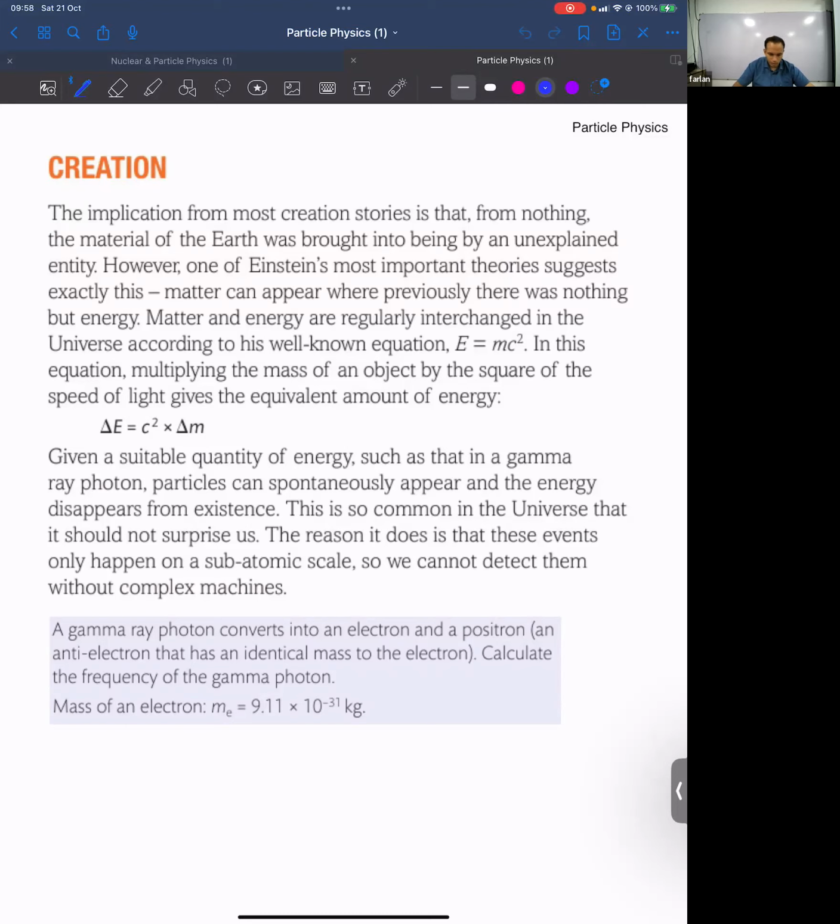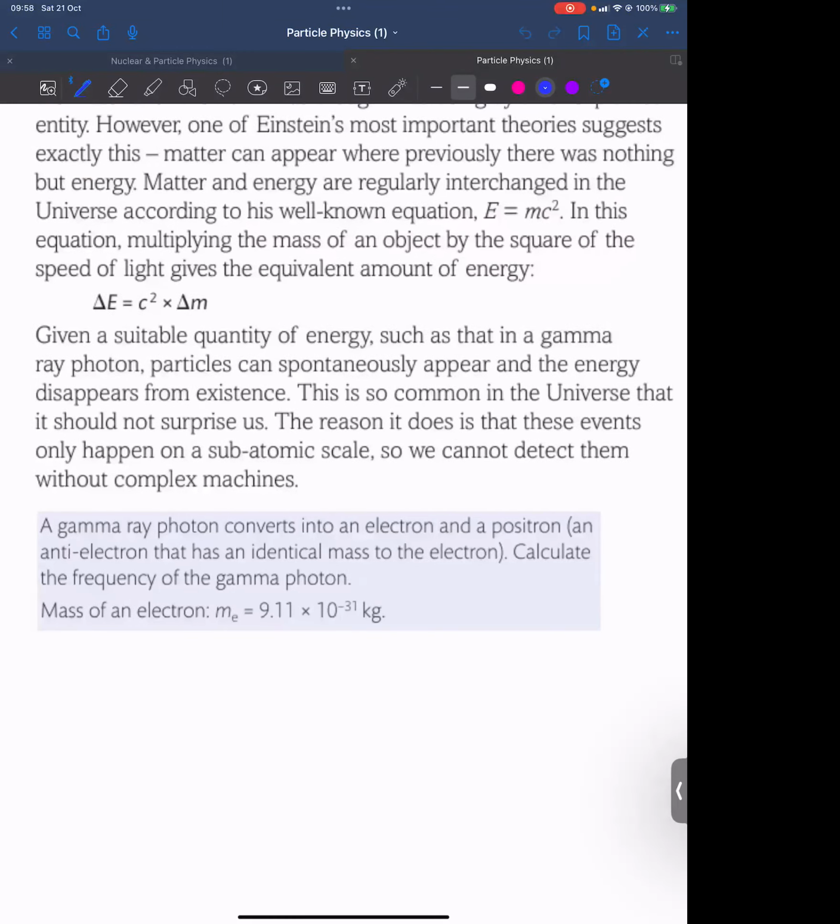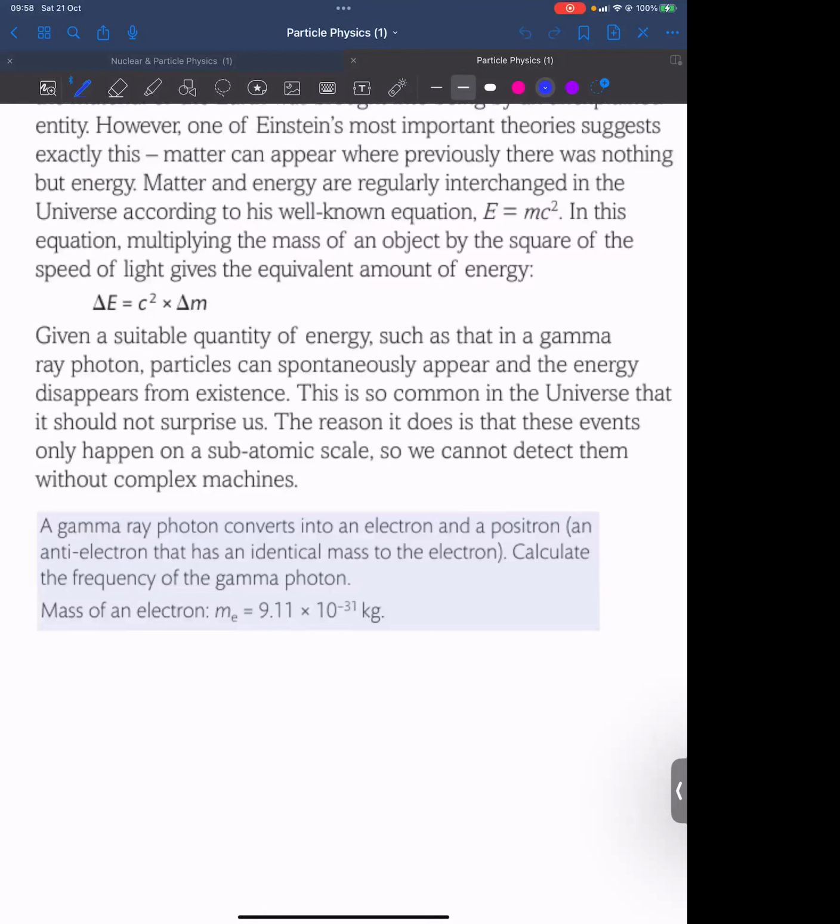This is so common in the universe that it should not surprise us. The reason we don't notice it is that these events only happen on a subatomic scale, so we cannot detect them without complex machines. A gamma ray photon converts into an electron and a positron. A positron is an anti-electron that has an identical mass to an electron. So we'll speak about it later.